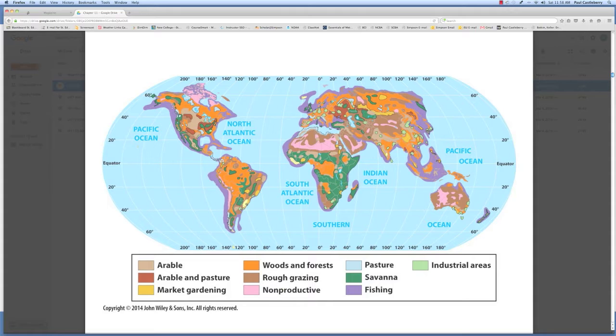There's also been a lot of heavy removing of forest, deforestation as well.